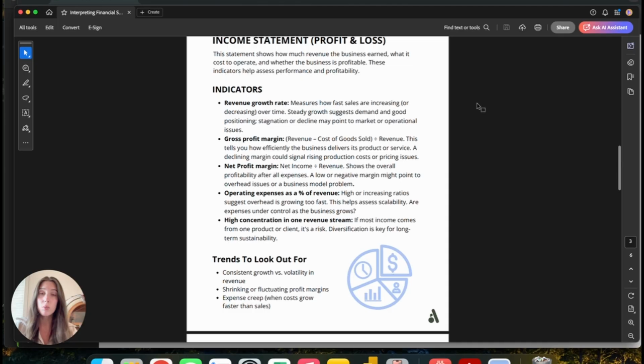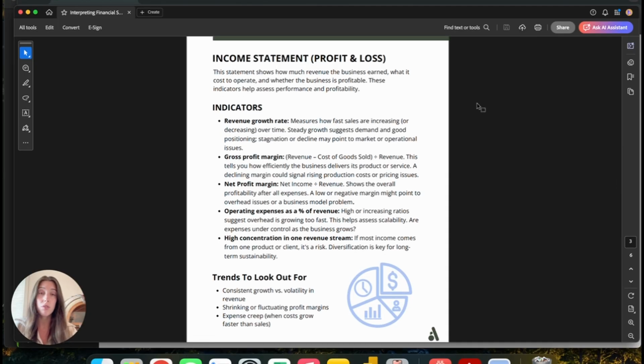So a really important indicator to look at is revenue growth. So seeing if month over month or year over year, is the business growing its revenue? Is revenue decreasing? Is it stable? The next thing is gross profit margin. So this will tell you how efficiently the business delivers its products or services. We've got net profit margin, so it shows the overall profitability after all expenses. You definitely want to make sure your profit over the year and even month over month are positive.